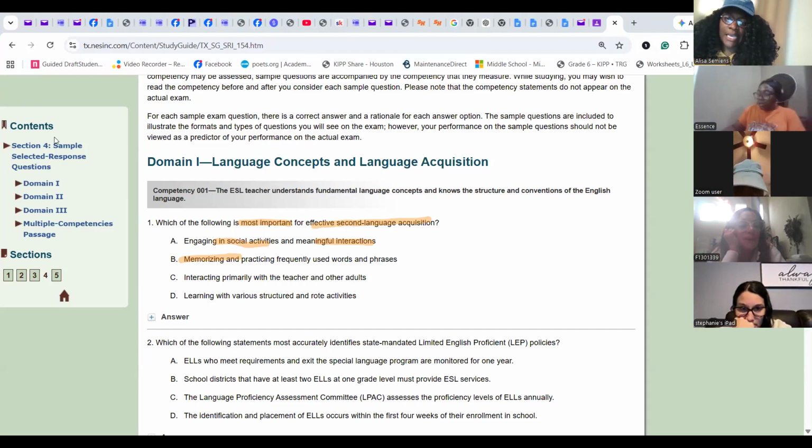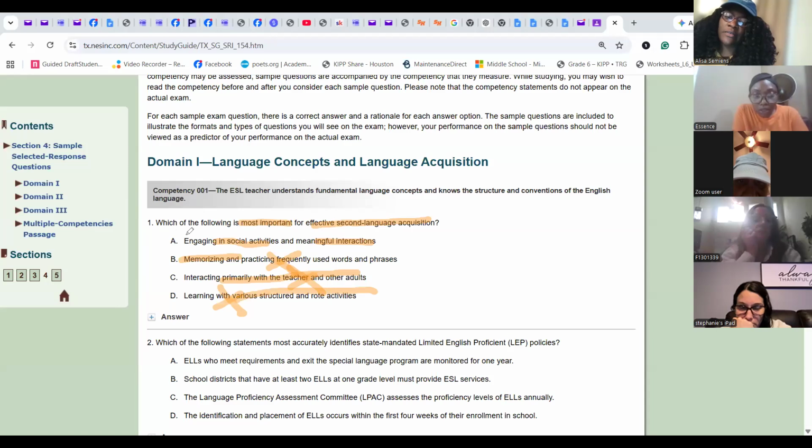We have interacting primarily with the teacher. So we already know that what's going to help them is not primarily interacting with the teacher. It's interacting with their peers, meaningful interactions, social interactions, things of that nature. Learning with various structured and rote activities. Some of the activities will be structured, some will just be relatable and real world experience. So the answer here would be A, engaging in social activities and meaningful interactions.